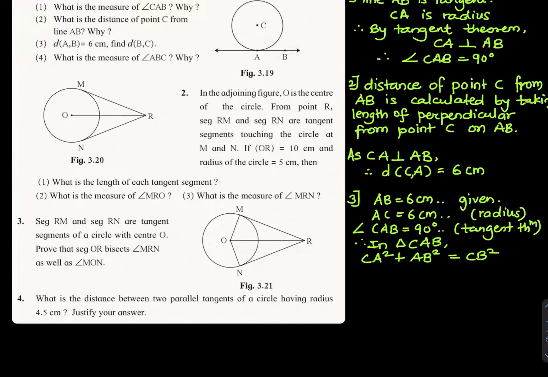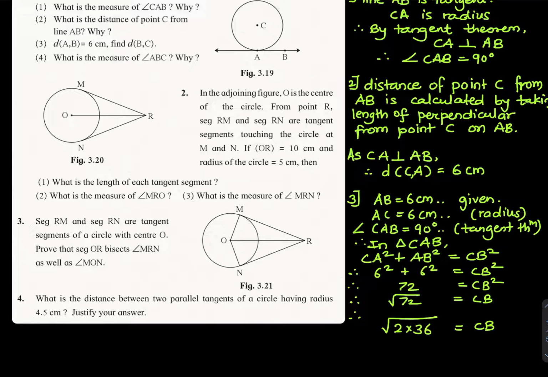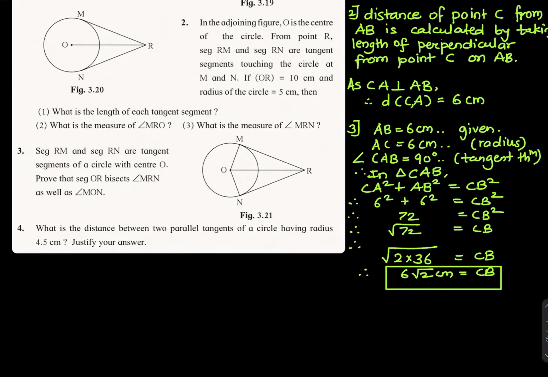Then in triangle CAB we will use the Pythagoras theorem. So CA square plus AB square is equal to CB square. By writing the values you get CB square as 72, then take the square root of CB square, that is the square root of 72, which will be 6 root 2 centimeters.